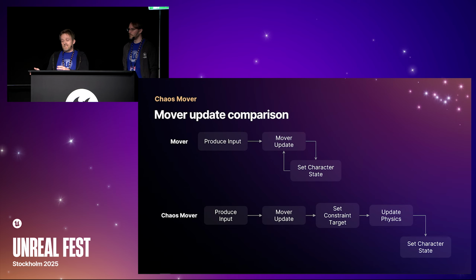With the Chaos Mover, it's slightly different. It starts exactly the same: you produce the same input, and then you go to your mover simulation to produce a target. But now instead of setting that directly onto the character, you set a target for the constraint. That constraint is then solved as part of the physics update, and then you read out the actual state from the physics, which may or may not be where you set the target to be.